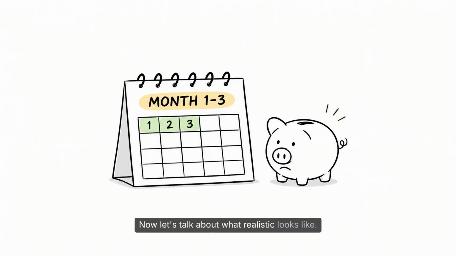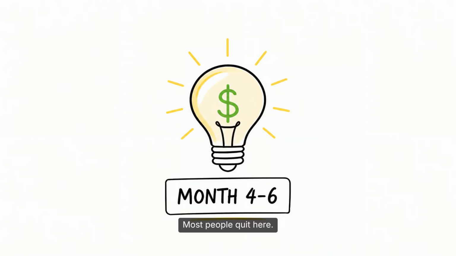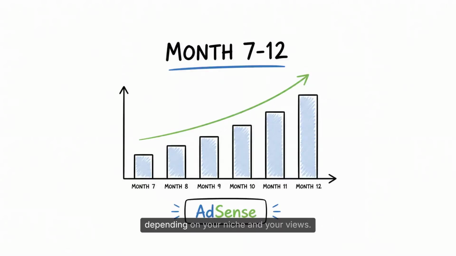Now let's talk about what realistic looks like. Month 1 to 3, you're publishing consistently, building your library, getting no revenue. This is the hardest part. Most people quit here. Don't. Month 4 to 6, you hit monetization. You start seeing AdSense income, anywhere from $50 to $300 a month, depending on your niche and your views.